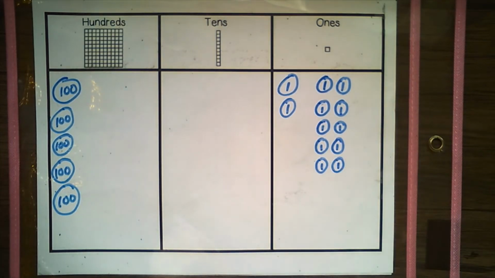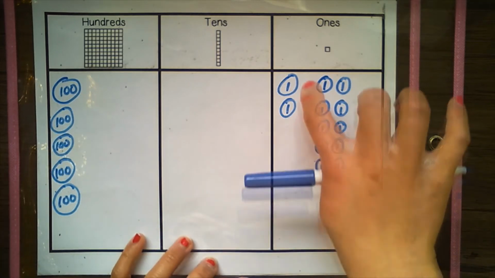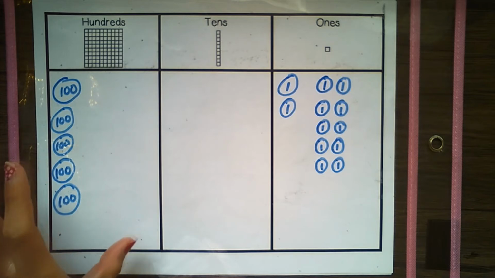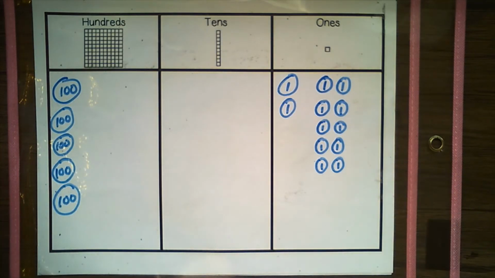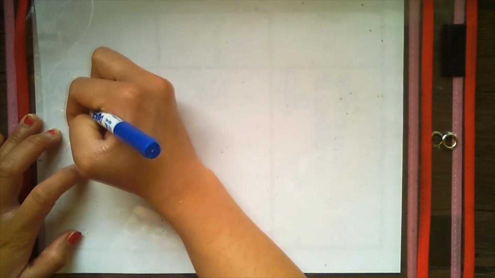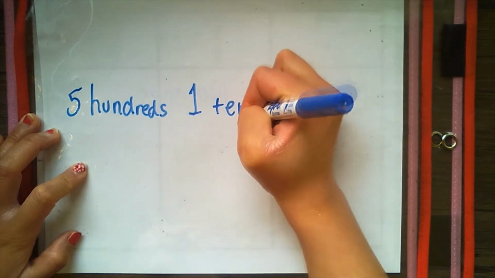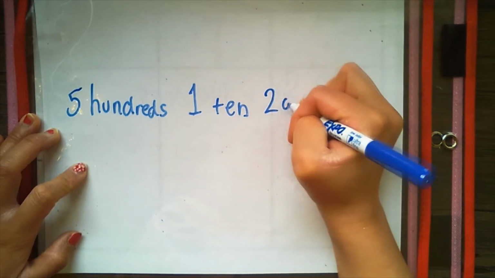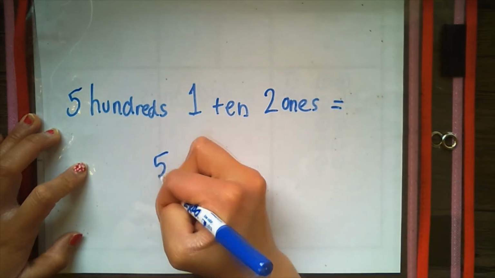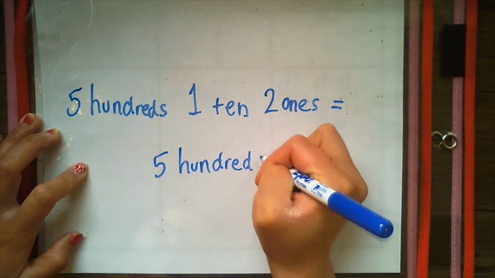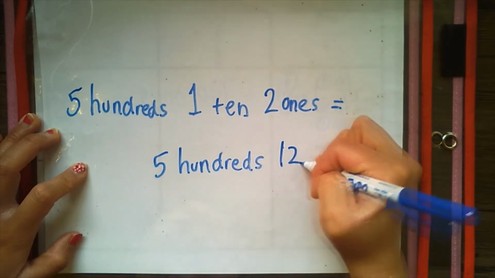Great. What discs did we use now? Yep, we used hundreds and ones. So we used 500s and 12 ones because that's 10, 11, 12. Let's go to our last statement. All right, and I'm going to write that out on a blank piece of paper. 500s, 1 ten, 2 ones is equal to 500s and 12 ones.